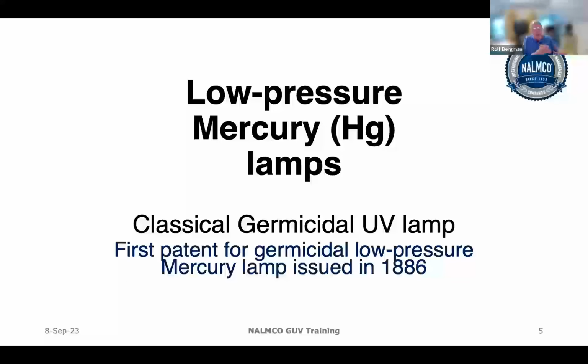Next slide. We'll then start with low pressure mercury lamps. This is the classical germicidal lamp. In fact, you can see that there was a patent issued for this kind of application of a low pressure mercury lamp way back in 1886. This is about the time that Edison was developing the incandescent lamp. So you see it goes a long way back.